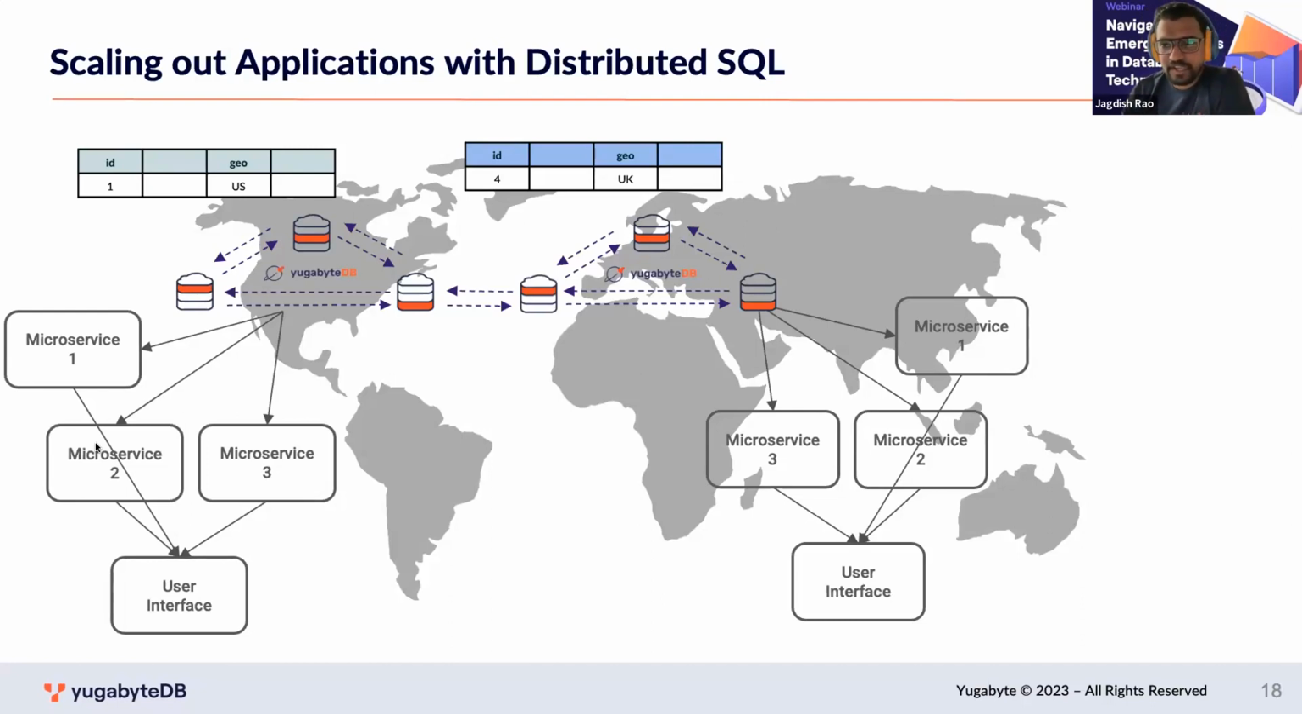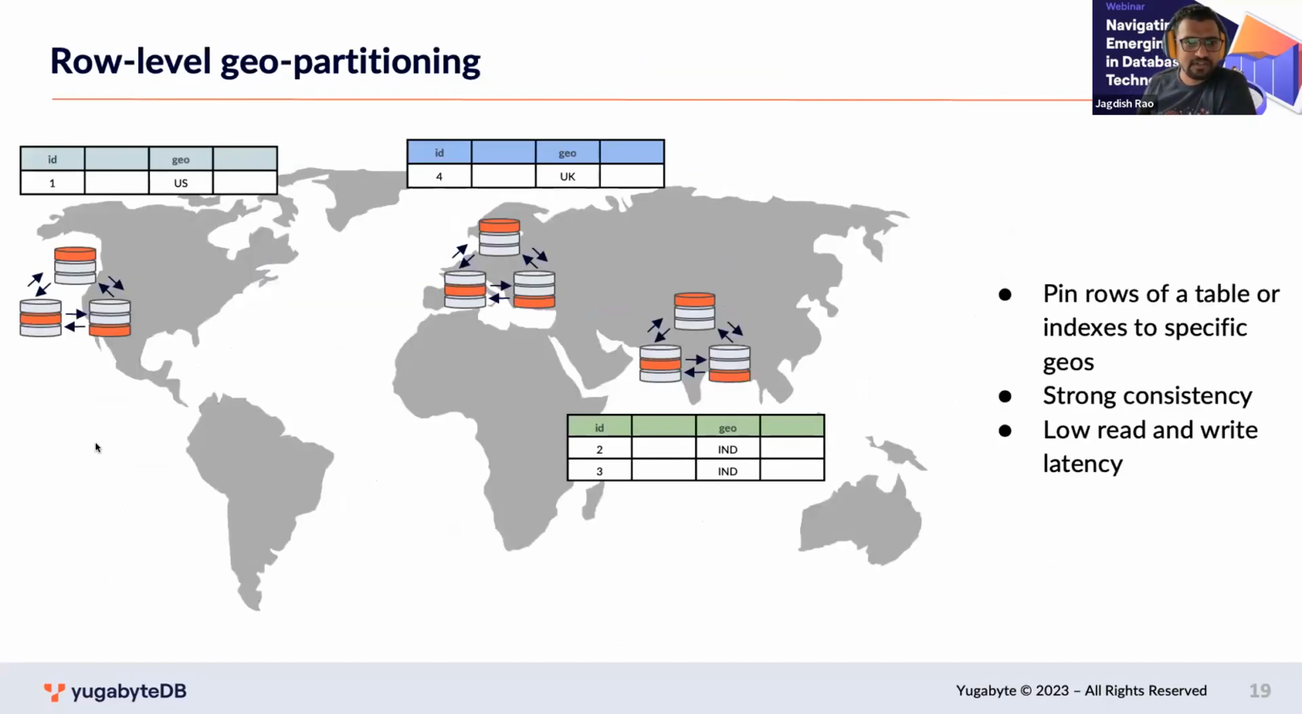With the help of Yugabyte, again, as you can see, the tables are sharded across the nodes, and with the help of the distributed architecture, the geo distribution is again catered to your user base. And we also have row level partitioning, which will pin the rows of a particular table or index to a specific geography, right? With this also, we maintain strong consistency, and we also maintain low read and write latency, with the help of row level geo-partitioning.